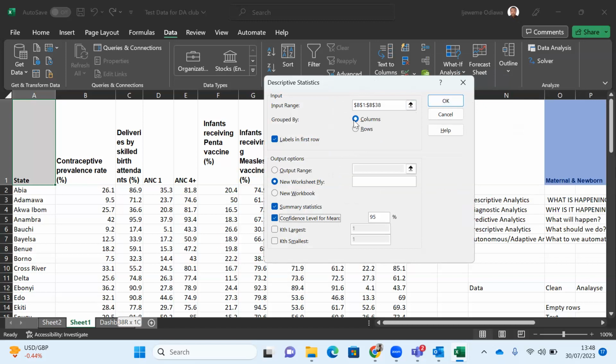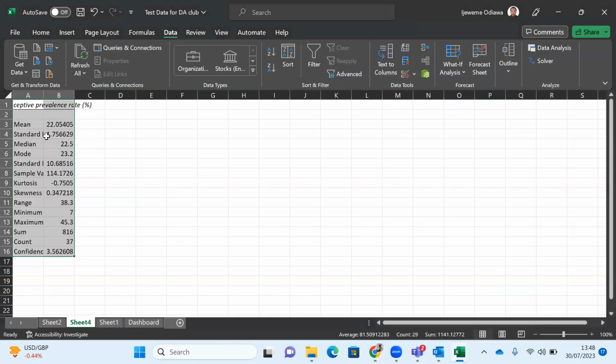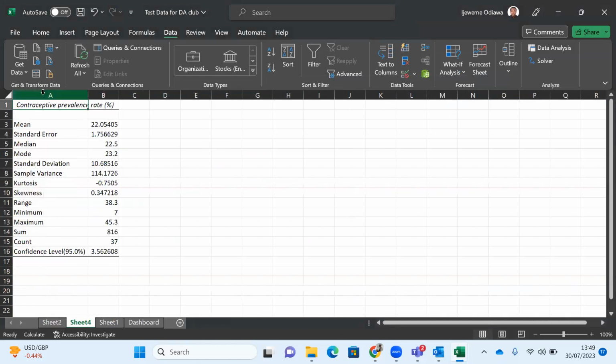It's grouped by columns, and let's see. So we have this. This is what we have. Contraceptive prevalence rates we have described. And as we can see, the average contraceptive prevalence is 22%.